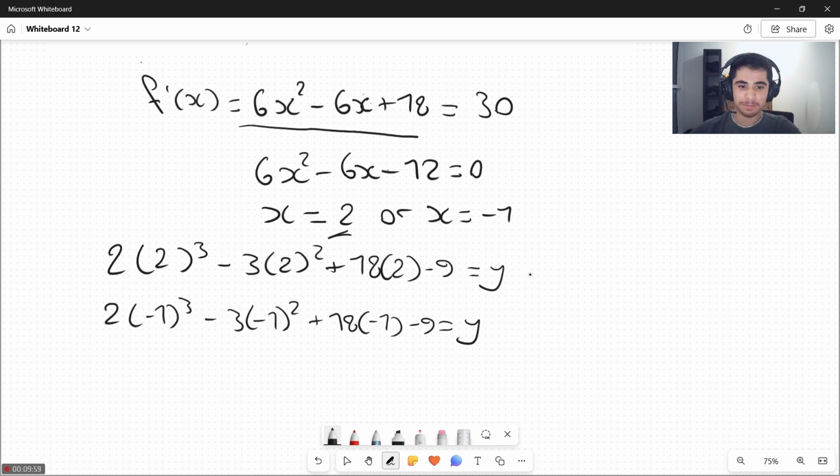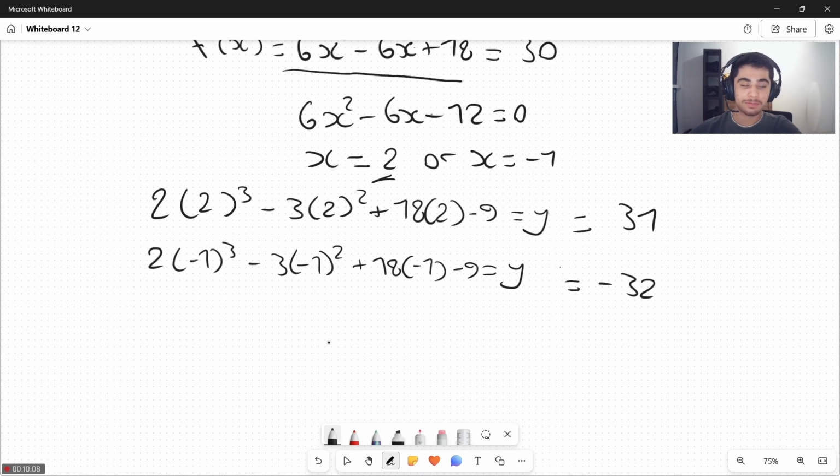This is going to be 31, and that's negative 32. And your final coordinates should be (2, 31) and (-1, -32). And it does really make sense because these are the 2 points.